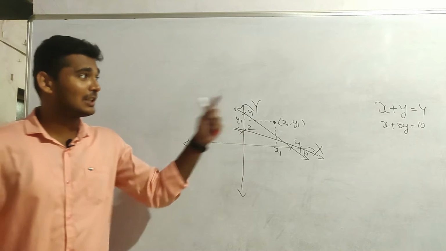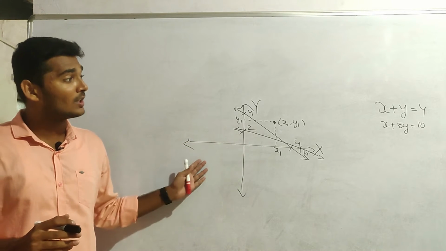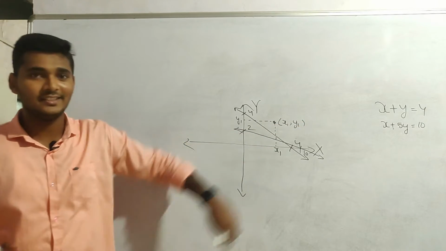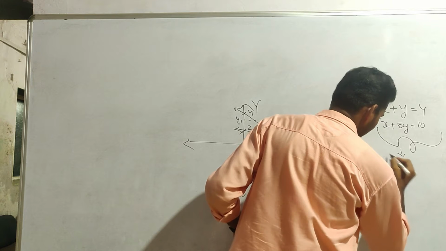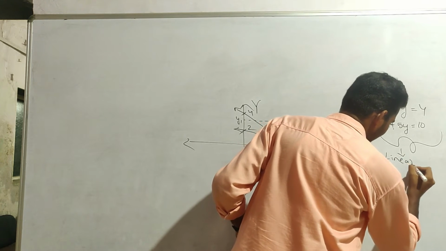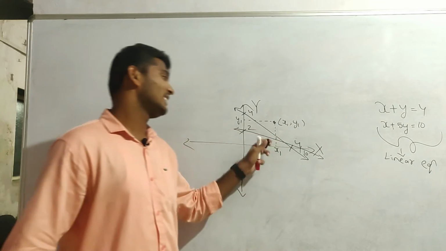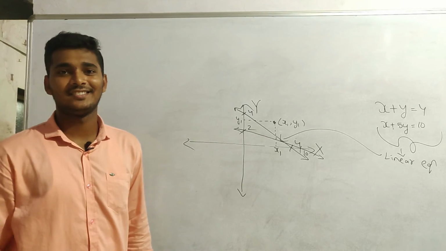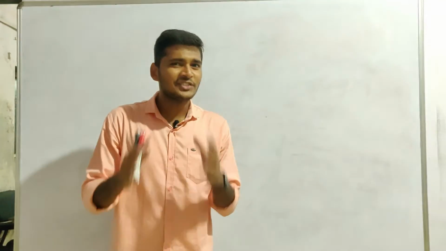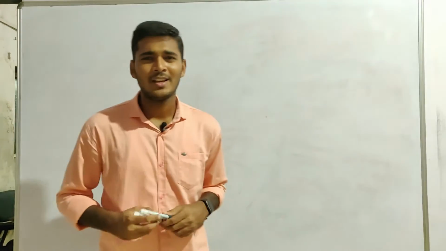Now we can draw one conclusion from here that whenever we plot a linear equation in 2D space, then I will always get a straight line. Now let's try to take this argument a little bit further. इसे थोड़ा और आगे लेके जाते हैं.